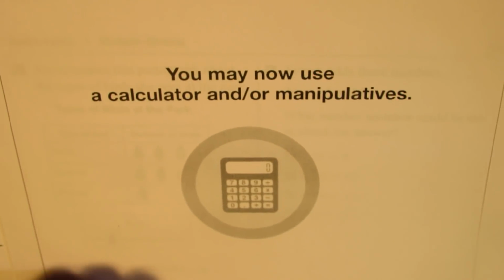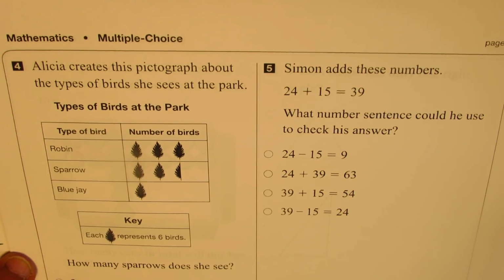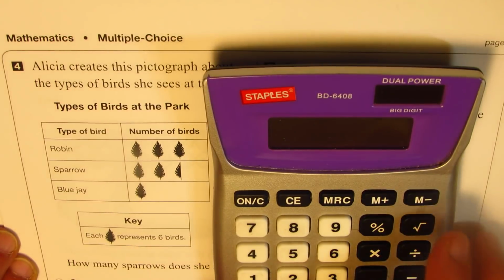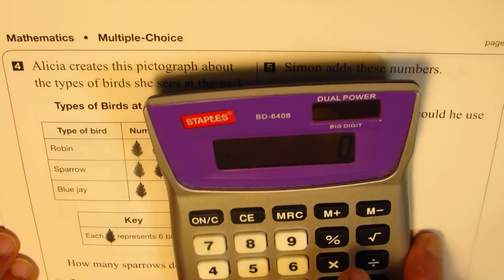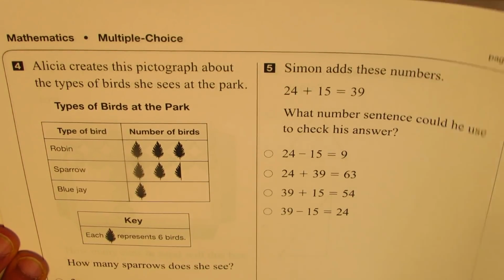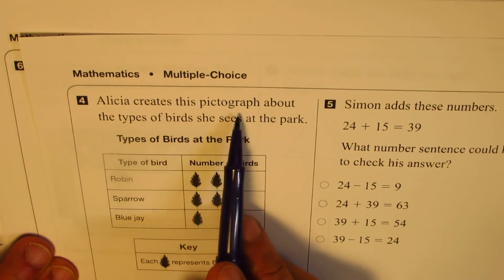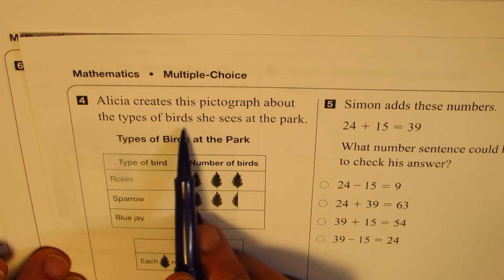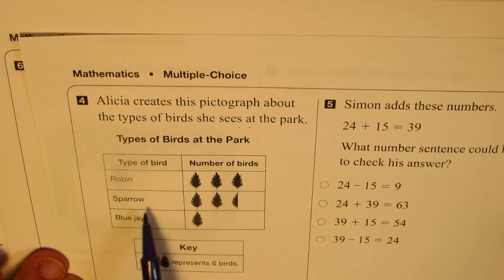Now, let's look into question number 4. At this stage, you are allowed a calculator. So this section will be done here onwards with calculator. We are going to use a simple calculator like this to solve all our questions, right? Whenever required, we are going to use this calculator. Okay. The question here is question number 4, which is Alicia creates this pictograph about the types of birds she sees at the park. Types of birds at the park are robin, sparrow, blue jay.